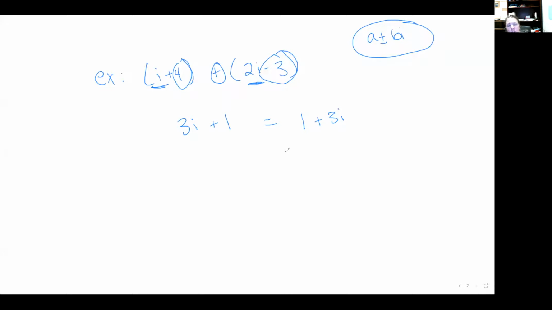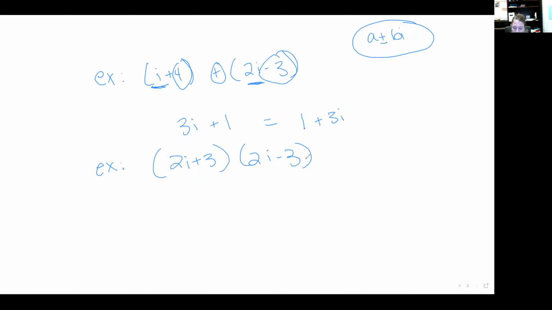Okay. So you can enter these in the calculator and check them, which is really nice, but I would like you to know how to do them by hand. All right, let's do another one. Let's say we're doing 2i plus 3 times 2i minus 3.